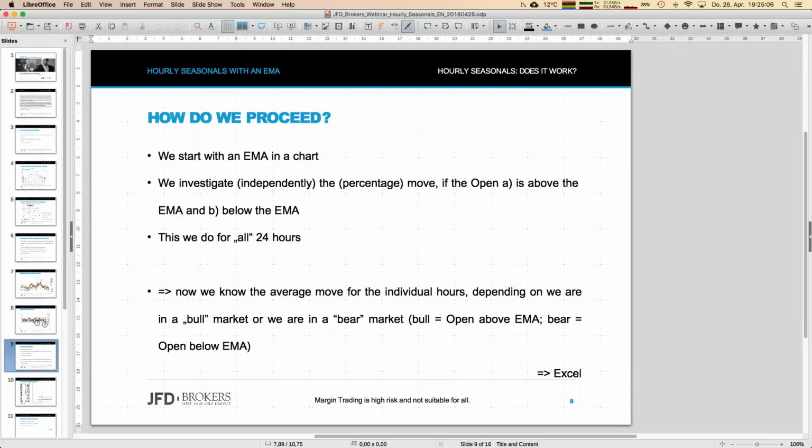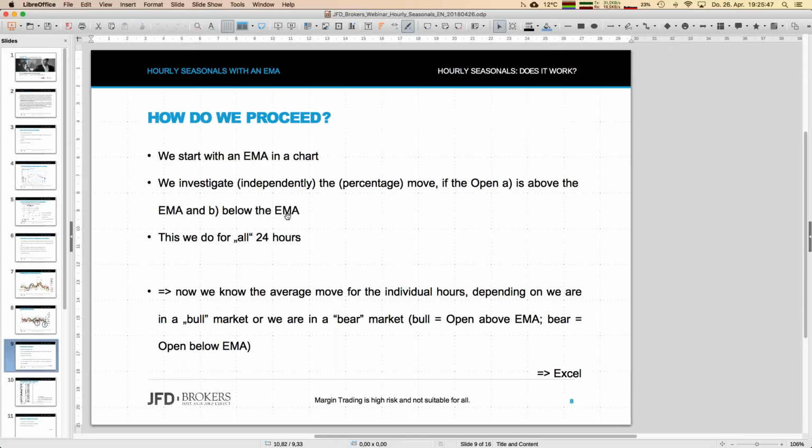What do I mean? I have two possible situations. At a certain point in time, let's look at the three o'clock candle in the morning, and at 3 o'clock we look whether the open of that candle is above a certain EMA value or below a certain EMA value, and then we do that averaging independently for the ones which are above or below that EMA. It's only for separation purposes later.